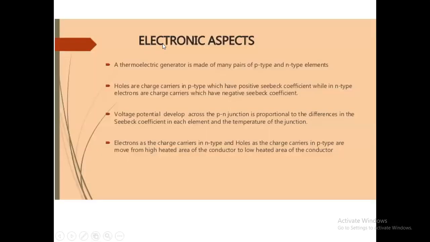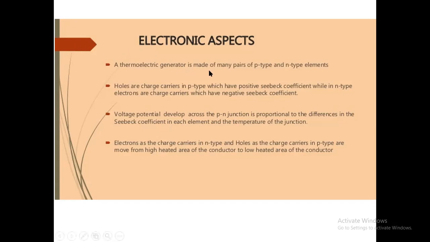Now, coming towards the electronic aspect, before that I tell you guys that the electricity produced by the thermoelectric effect is very small in amount. It is not kilowatts or megawatts of enormous amount. The electricity produced by this phenomenon is a small amount of voltage. It cannot drive commercial units or industrial needs.